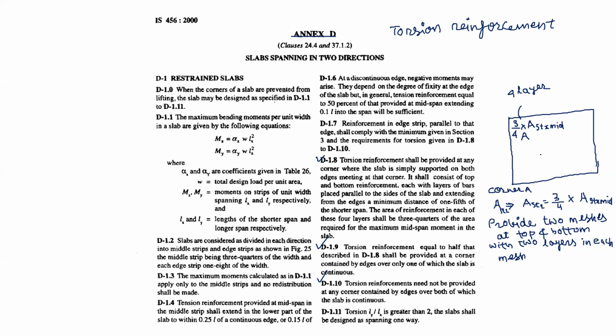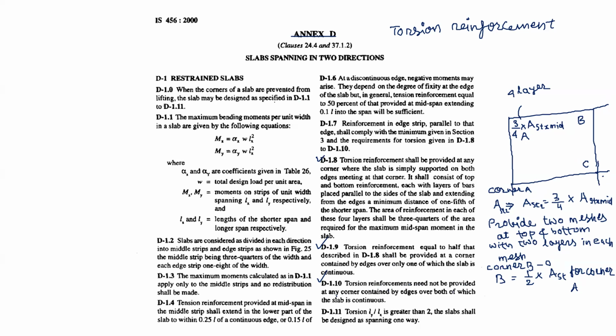Then go for corner B. I will say this is continuous on this side and discontinuous on this. So I will write AST for corner B, which is equal to 1/2 into AST for corner A. But you mention corner B, one edge continuous, another edge discontinuous. Corner A, both edges discontinuous. Corner C, you have to write both edges are continuous, and that is mentioned.